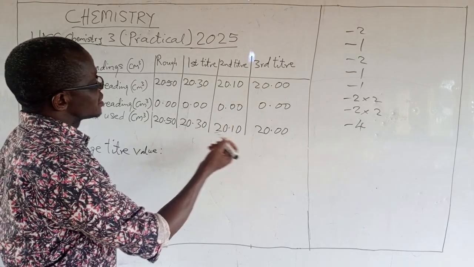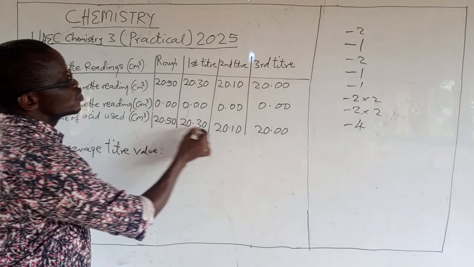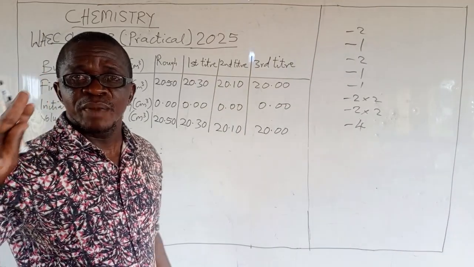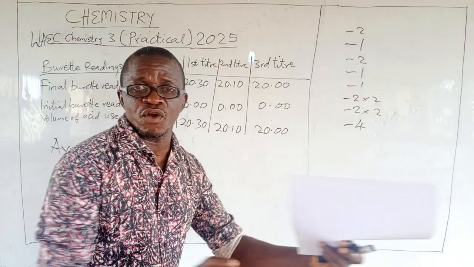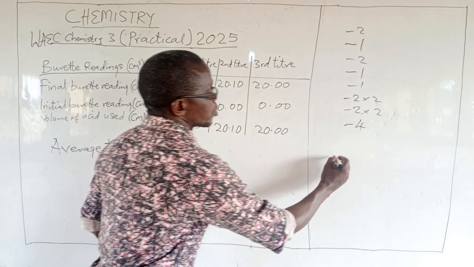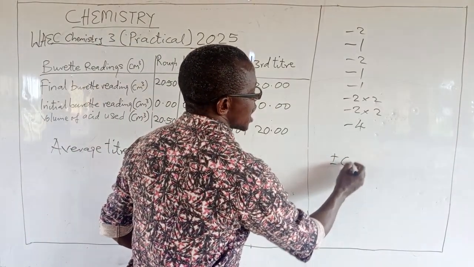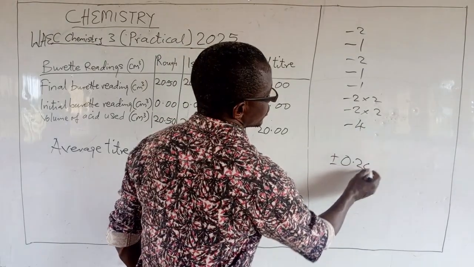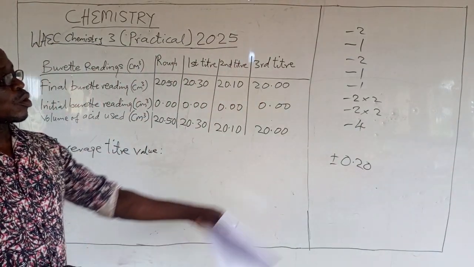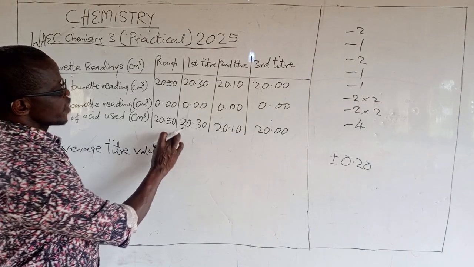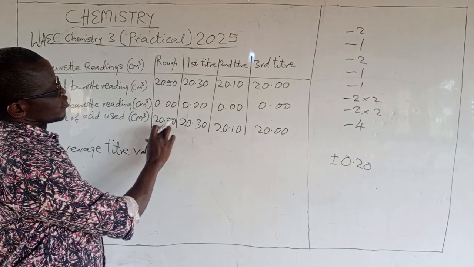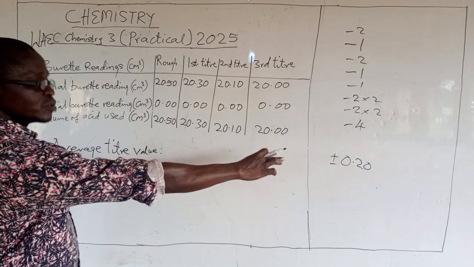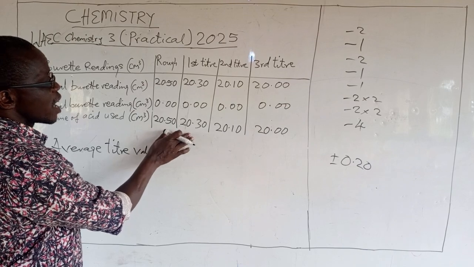So now I said look for concordant values here and use. Concordant values are those values that by the time you subtract one from the other, you have either plus or minus 0.20. So if I subtract this from this, I will have 0.10. So this from this, they are concordant.